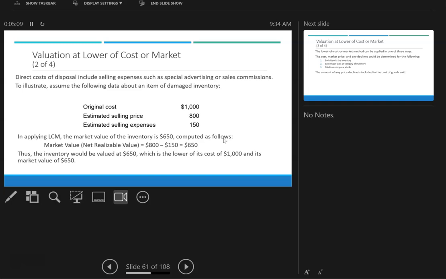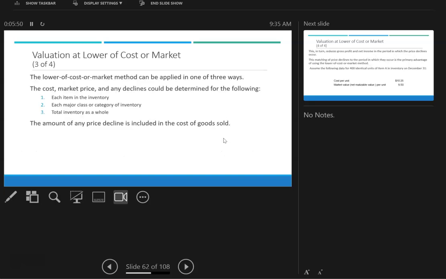In this case, we purchased it for $1,000, but when the selling price, less its selling cost, is below what we purchased it for, we can write down the inventory to the lower of cost or market. In this case, we would mark down this item by $350. You see why? Because what we purchased it for is greater than the lower of cost or market. We always want to be conservative in our inventory. We don't want it to show that it's larger than it needs to be. The lower of cost or market can be applied to each item in inventory or classes of inventory.